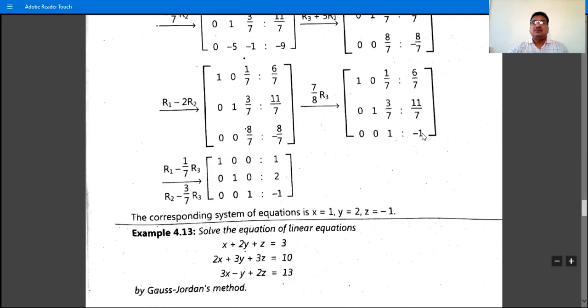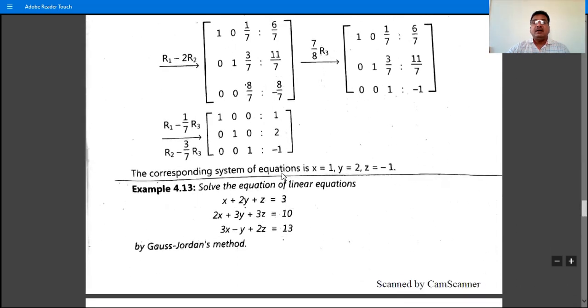And this 1 by 7, minus 1 by 7 into minus 1 becomes plus 1 by 7 plus 6 by 7. 1 by 7 plus 6 by 7 is 7 by 7, that is 1. This is correct. This is not 8 by 7, it is correct, that 6 by 7. So here we have 1. Here we have 11 by 7 plus 3 by 7 becomes 14 by 7, means we have 2 at this place. And then this is a reduced row echelon form.